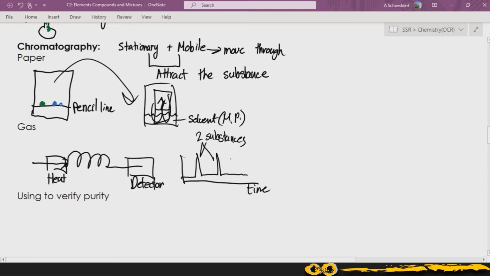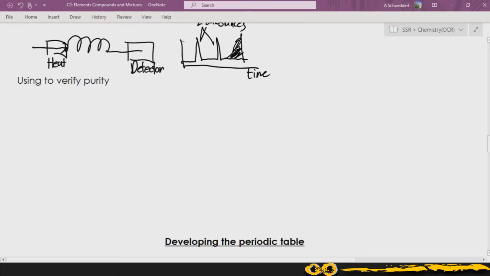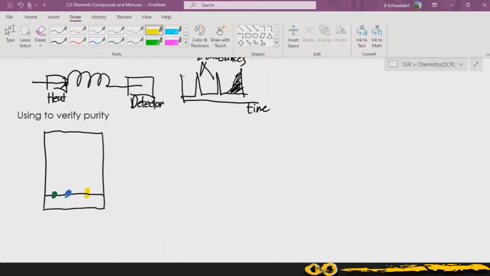This also allows you, if you're studying triple and higher, to look at the area under the curve, and then that will tell you how much of the substance there was. You can use chromatography to verify the purity and to compare different compounds. We'll use an example. In this example, we have a green dye, and we want to see if any of the compounds in this dye are comparable to either the yellow dye or the blue dye.